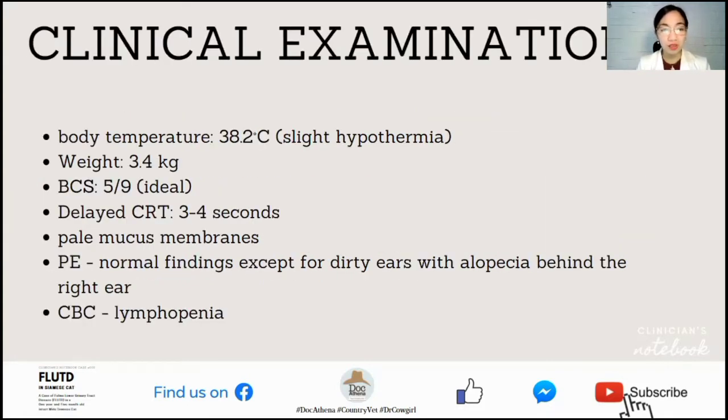For the objective part of our medical record, during the presentation, clinical examination revealed body temperature was 38.2 degrees Celsius, having slight hypothermia. Patient weighed 3.4 kilograms with a body condition score of 5/9, which is ideal. However, there was a delayed CRT of 3 to 4 seconds. Also, there were pale mucous membranes. During the physical examination, most findings were normal except for dirty ears with alopecia behind the right ear. CBC also revealed lymphopenia.